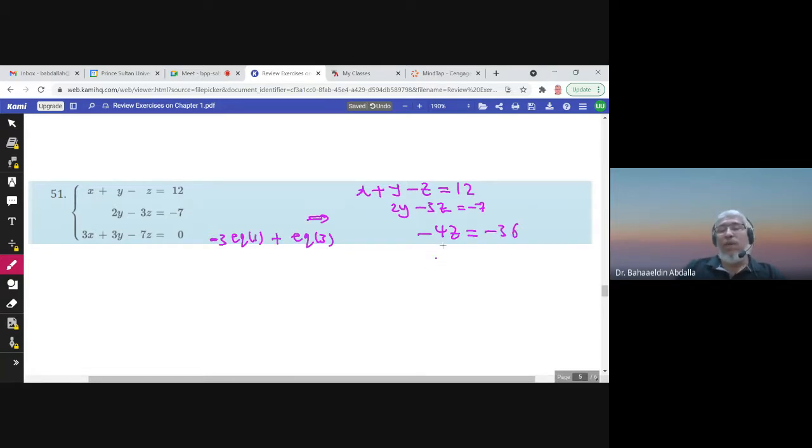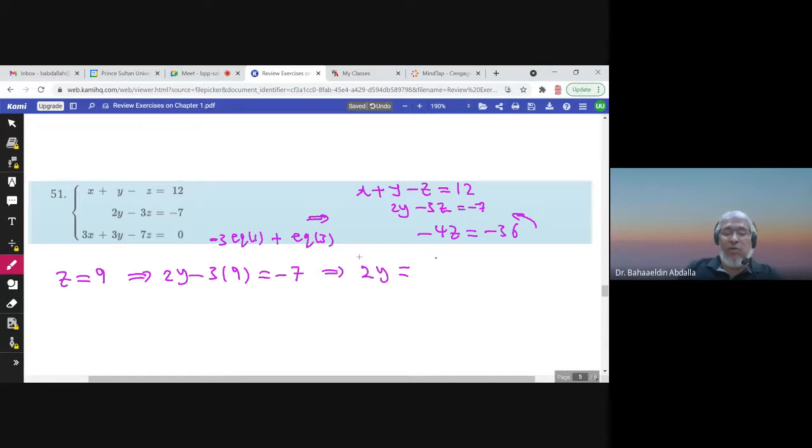So we divide by negative 4 to get the value of z. So z is 9. Now I go back to the second equation, back substitution. I put the value of z in the second equation, and I solve it for y. So I will have 2y equals negative 7 plus 18.